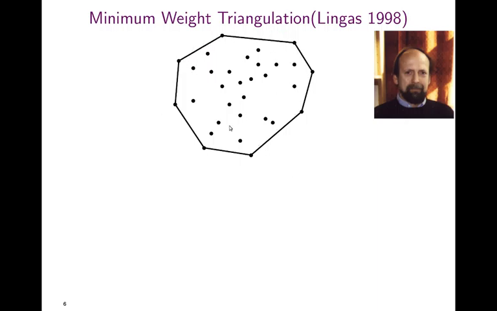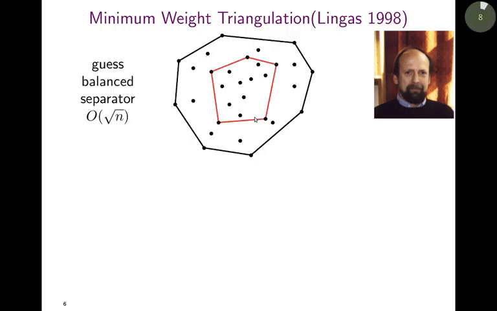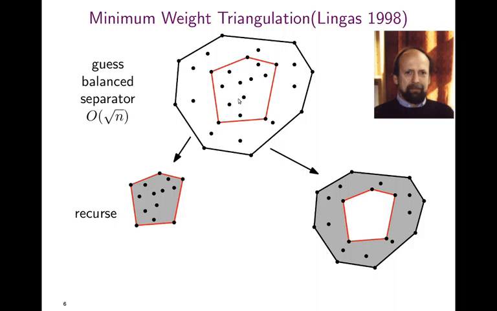You take your set of points, so you know in your triangulation already the outer face, all the edges must be present there, and then you guess a balanced separator. You know each triangulation has a balanced separator, and your minimum weight triangulation also has a balanced separator. So you guess all potential balanced separators, and one of them will be the balanced separator of your minimum weight triangulation. And you know balanced separators have size O of root n. So you guess all of them, and for each of them, you have an inner problem and an outer problem, and you recurse on those.